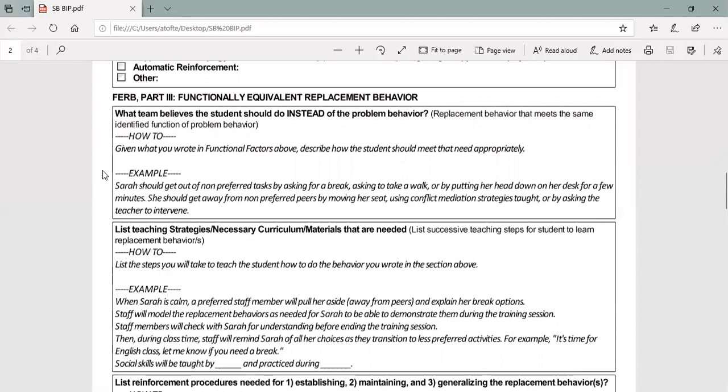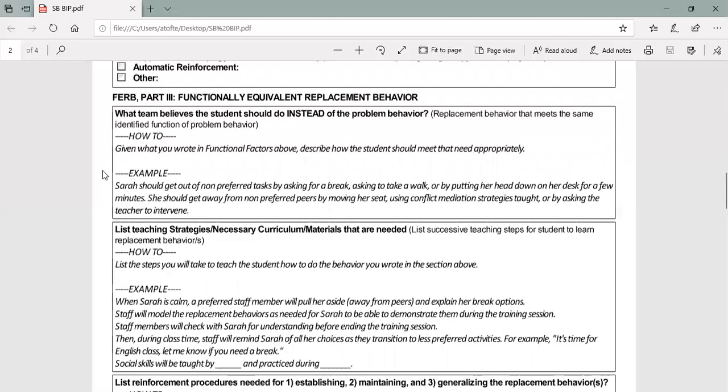I want them to have this in their toolbox, that they know I can ask for a break if I need to ask for a break. I don't need to engage in aggression or property destruction. And once they know that, and the unwanted behavior drops to 0, and they're asking for a break a lot of the time, then we can go from there. Then we can change the criterion. We can write a new plan from there.